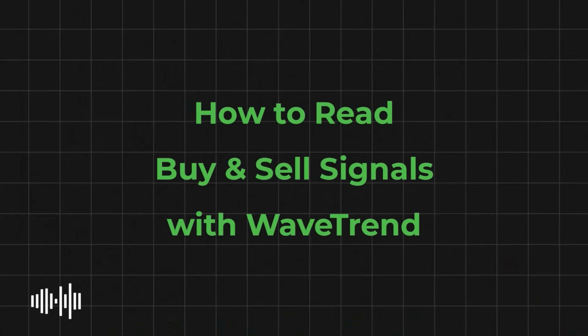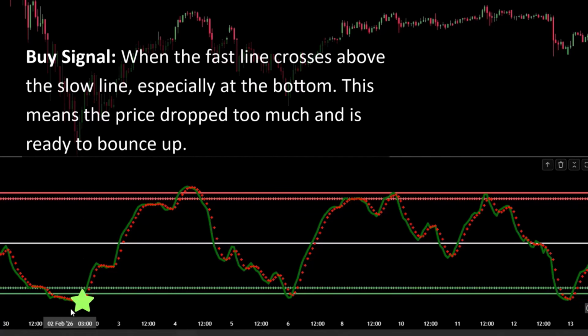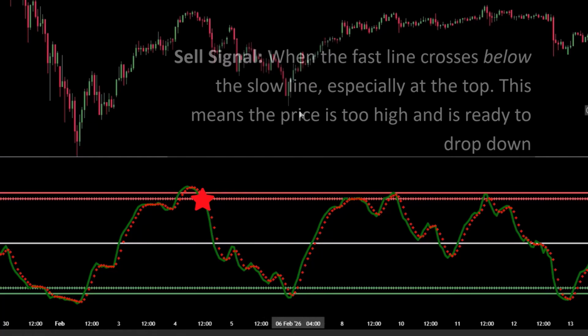How to read buy and sell signals with WaveTrend. So, how do most people use WaveTrend? It looks simple. Buy signal: when the fast line crosses above the slow line, especially at the bottom, this means the price dropped too much and is ready to bounce up. Sell signal: when the fast line crosses below the slow line, especially at the top, this means the price is too high and is ready to drop down.